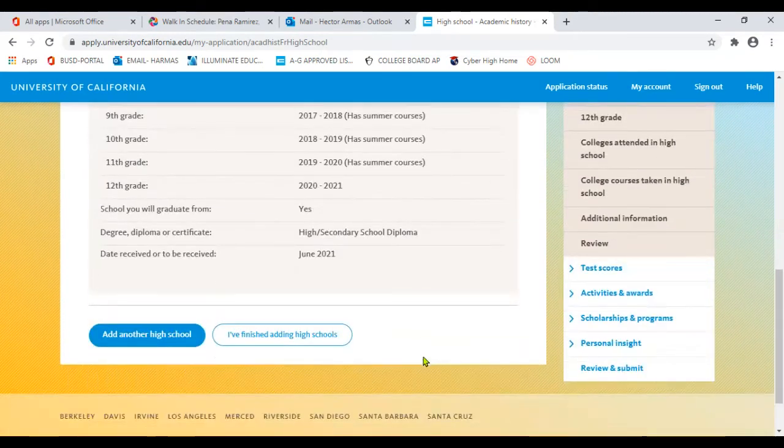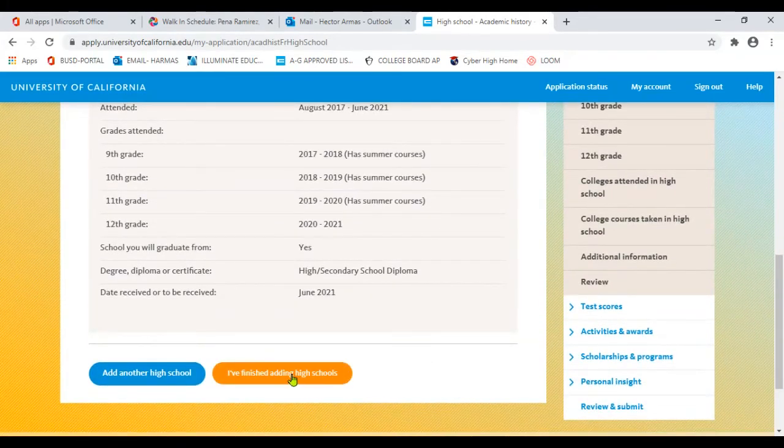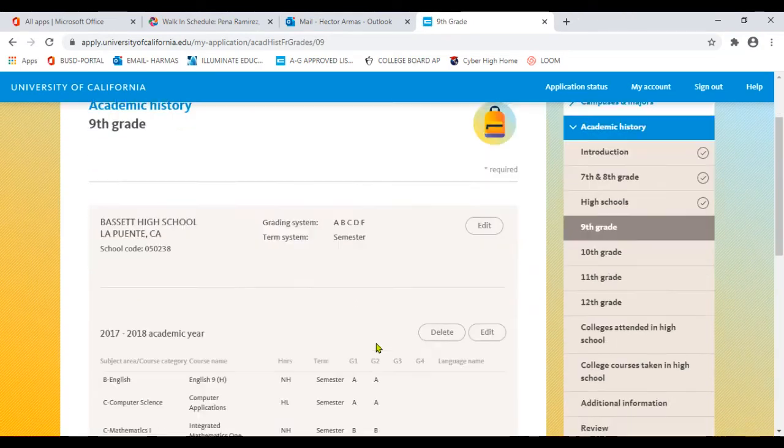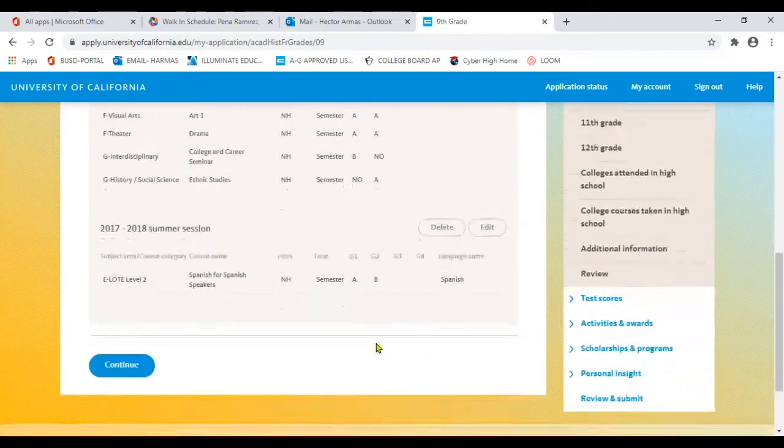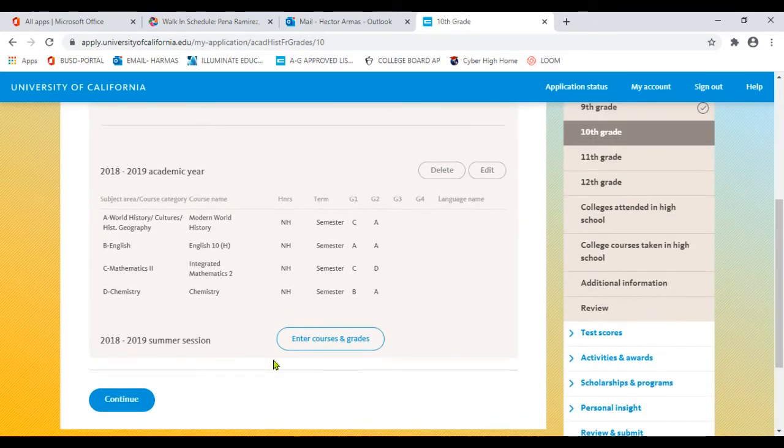No, that's just letting you know that anything that has an asterisk is required. Okay, so I'm gonna add, I finished my high schools, so I'm gonna come here. Oh, okay, and then I'm gonna continue. Okay, so you know what I think it did? Okay, so this is 9th grade. I'm gonna continue again.